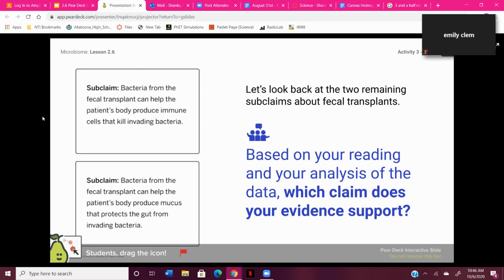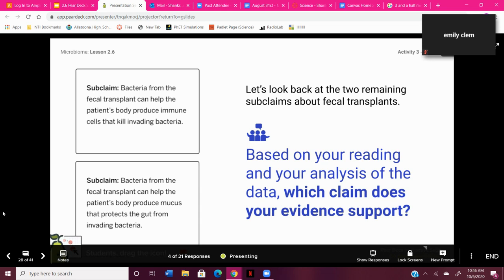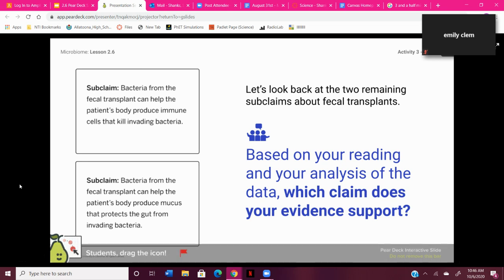Which one of those do you think your evidence supports? So what you can do is drag the little icon at the bottom to the subclaim that you think your evidence supports. All right, so that is looking at your test results. I would look at your test results, and then you can reference back to what you just read.